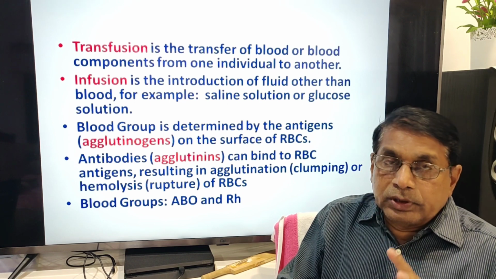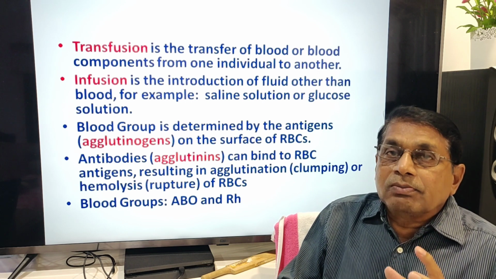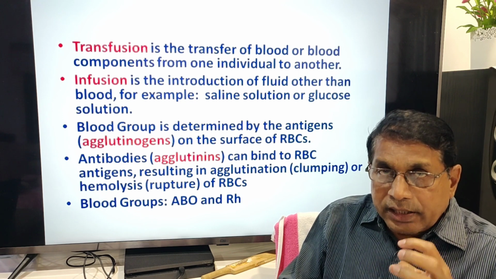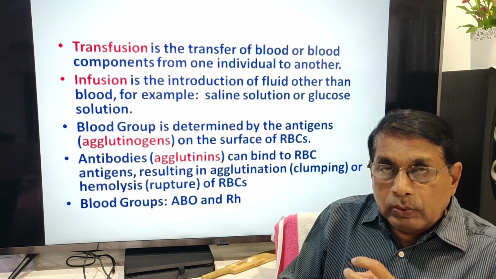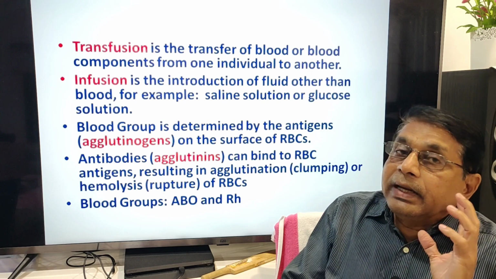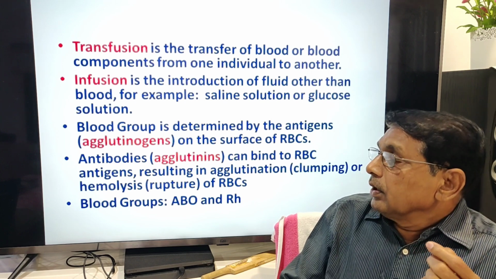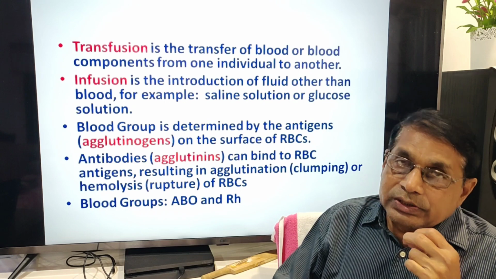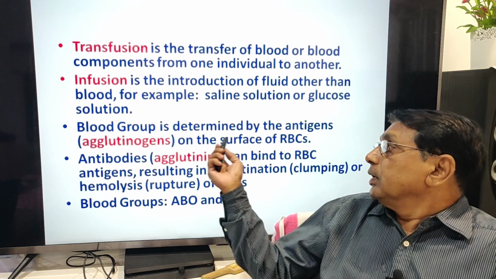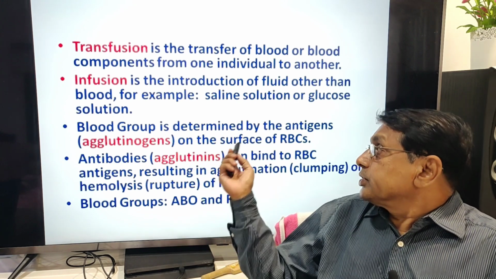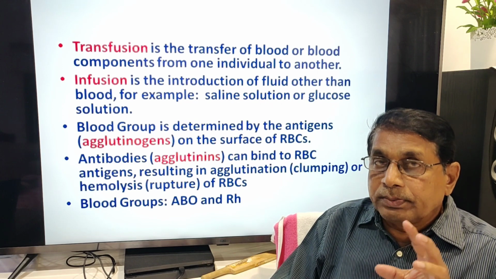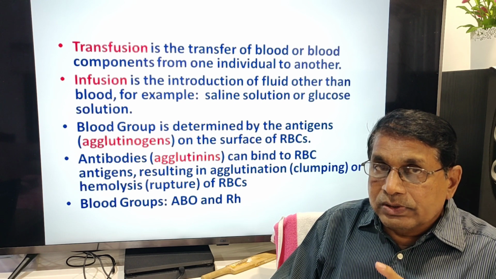Blood group, I told you, there are four types of blood groups. People can be categorized into four types depending upon their blood type: A, B, AB, O. Now, blood group is determined by an antigen. They are called agglutinogens. Antigens or agglutinogens. These antigens are present on the surface of RBC.